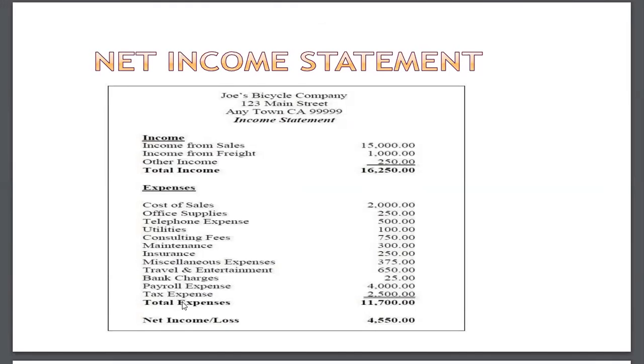So after you total all your expenses and you total all your income, you would remove the total expenses from the total income to get what is called a gross income. Understand? And when you get the gross income, you would take away the tax expenses to get your net income, right? Okay, everybody got that?